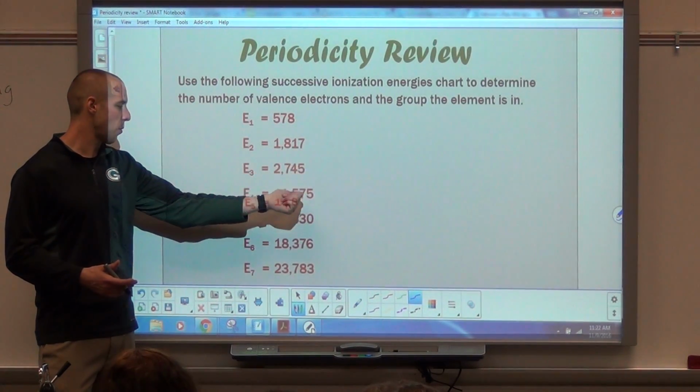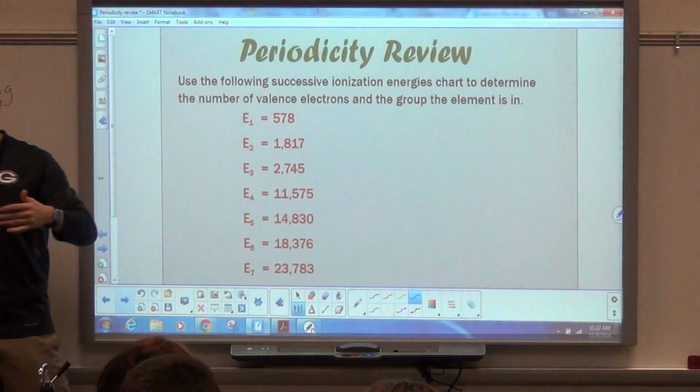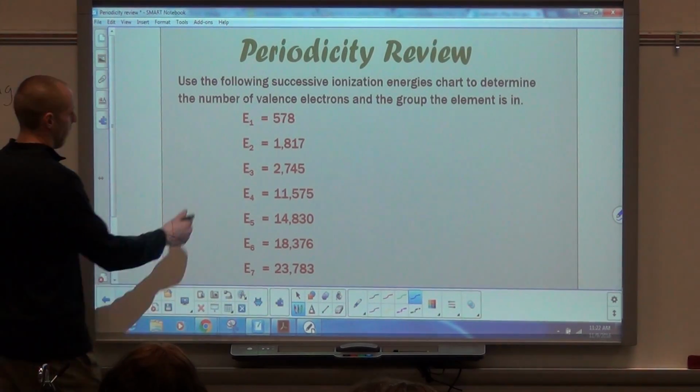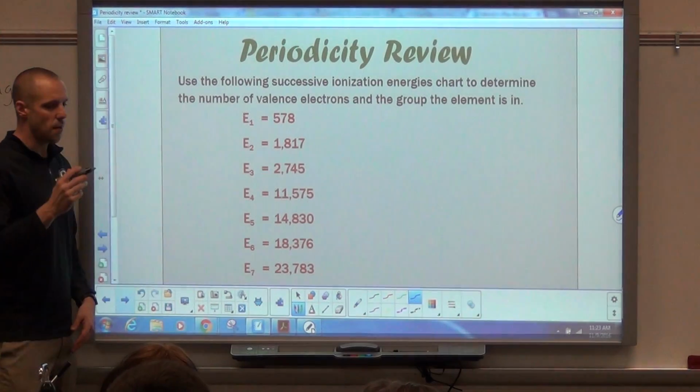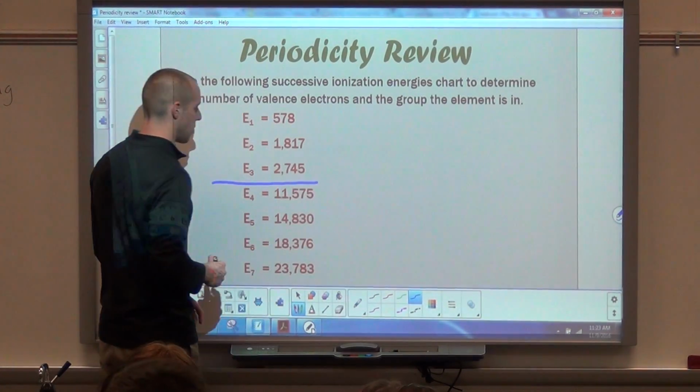Now look at the jump from 3 to 4. It's taking 2,700 here all the way up to 11,000. So that would be our red flag. That's where a large change in energy is taking place. Does that make sense, everyone? So we would have 1 electron lost, 2 electrons lost, 3 electrons lost. Now that is stable, right? After this third one here, this is where the element is stable.